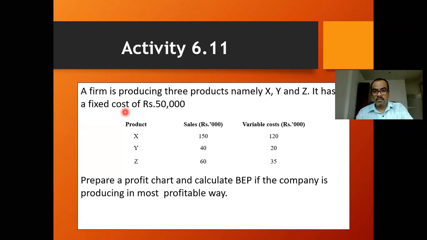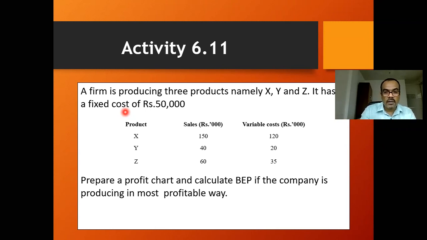Okay, take this example. A firm is producing three products, namely X, Y, and Z. It has a fixed cost of 50,000. Products X, Y, Z have selling prices 150, 40, 60, and variable costs. Then you can calculate the contribution automatically. First one 30, second one, the difference between these two, 20, third one Z, the difference between these two, 25. Perfect. Prepare a profit chart and calculate the break-even point if the company is producing in the most profitable way.